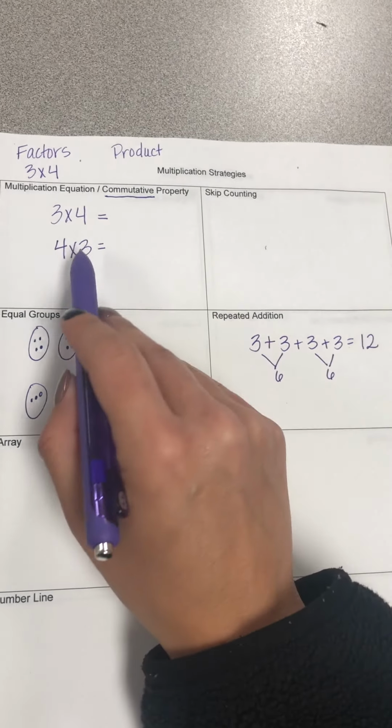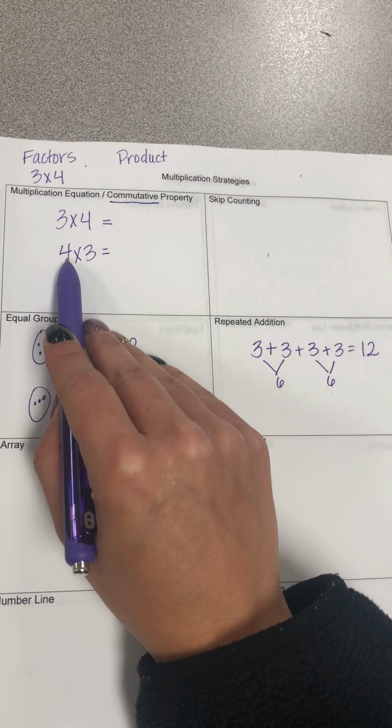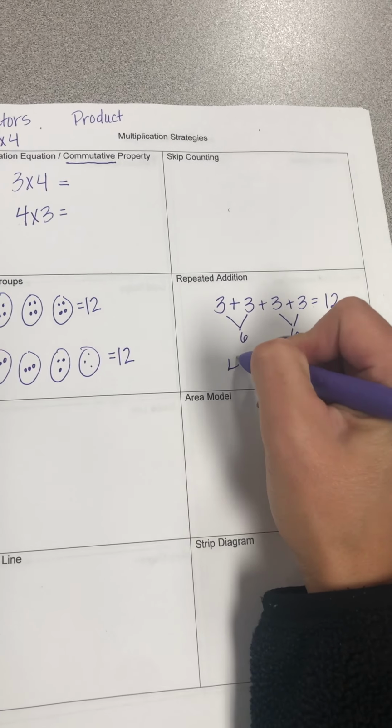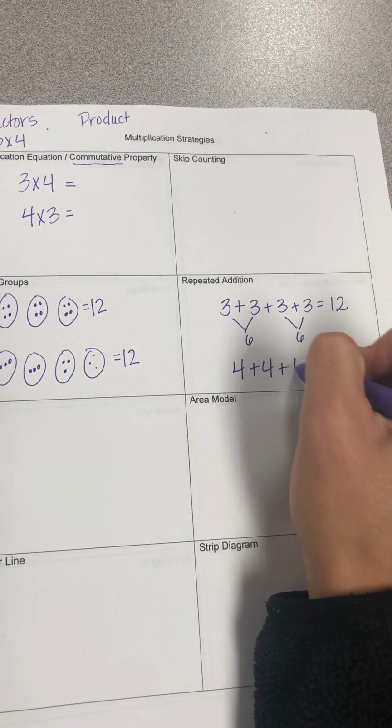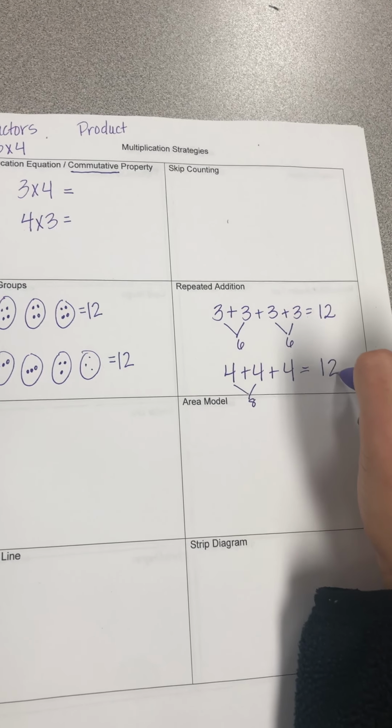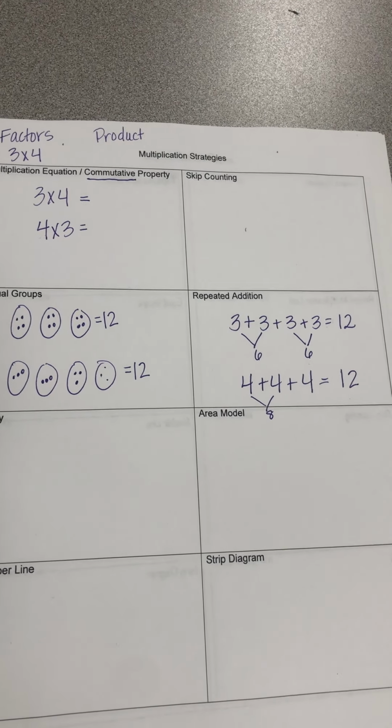Then with the commutative, they're just going to take the 4 and repeat it 3 times. So it would look like this. Again, they can take that and say it's 8 and then add 8 to 4 and get 12.